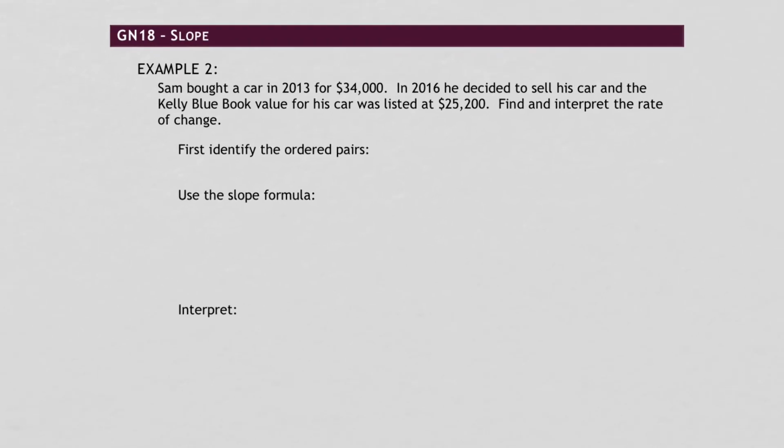Let's look at another example. For this one, it says Sam bought a car in 2013 for $34,000. So there's our first point. 2013, $34,000. In 2016, he decided to sell his car, and the Kelley Blue Book value for his car was listed at $25,200. So you see how I just went ahead and wrote my 2 points as I was reading the problem.